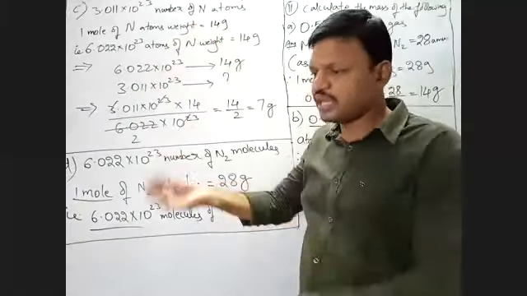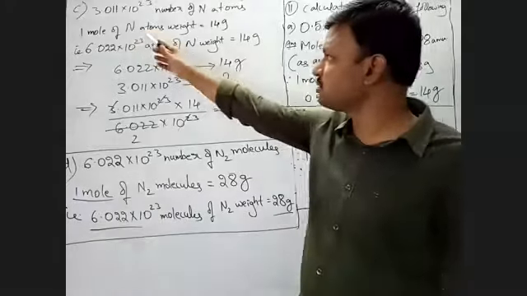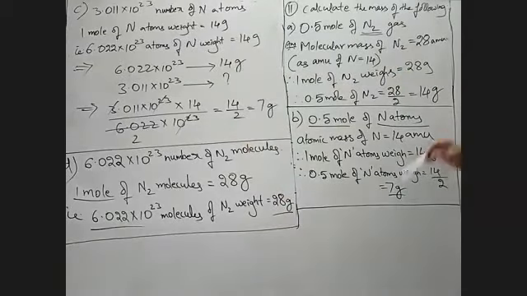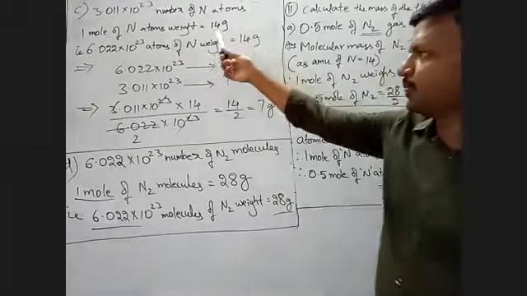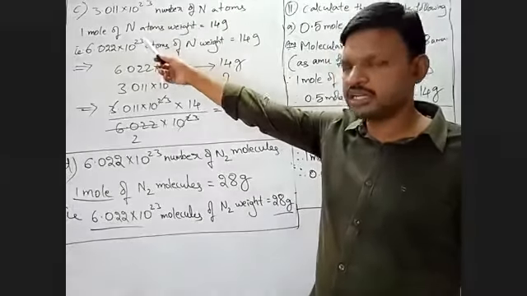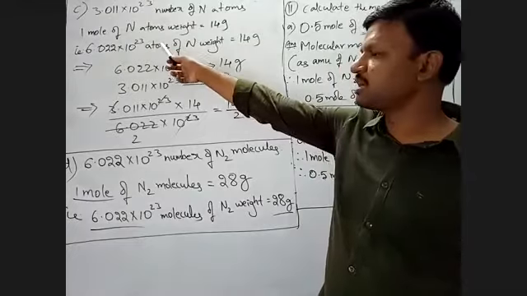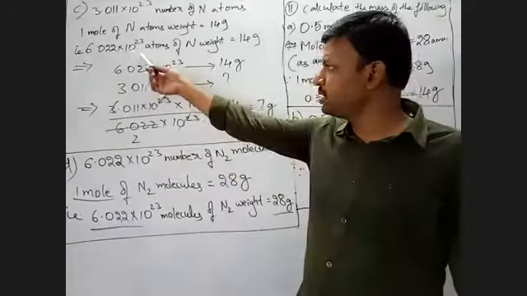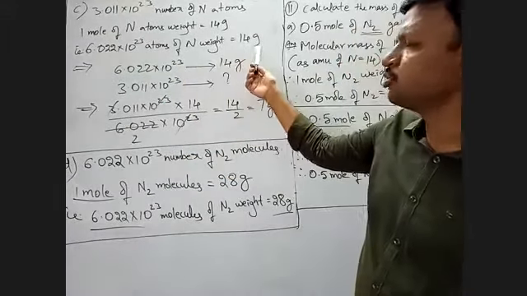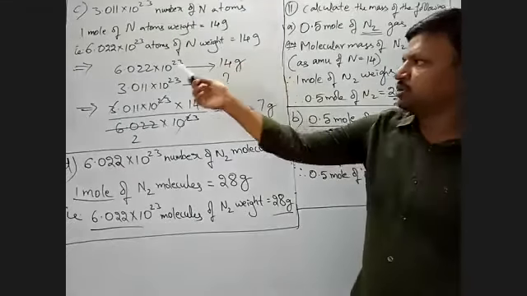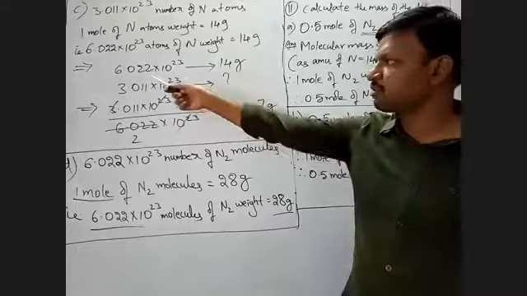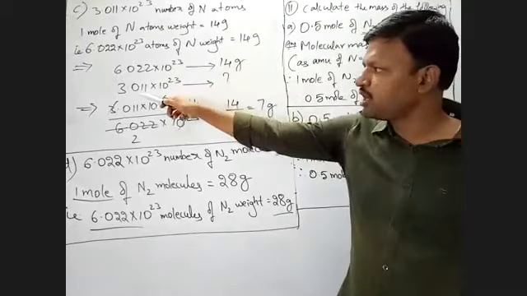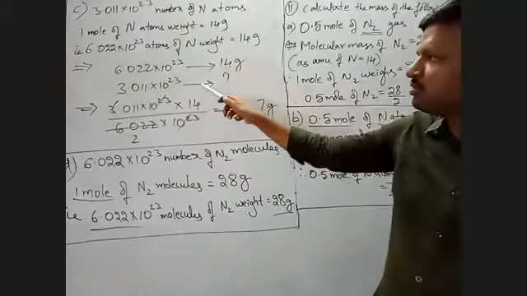Once again, we start with 1 mole. 1 mole of nitrogen atoms weighs how much? It is 14 grams. Every time we need not go to this one again and again, so directly I have written here 14 grams. 1 mole of nitrogen atoms means Avogadro number of nitrogen atoms. What is Avogadro number? 6.022 into 10 power 23 atoms of nitrogen are weighing 14 grams. Therefore, 3.011 into 10 power 23 atoms of nitrogen will weigh how much?